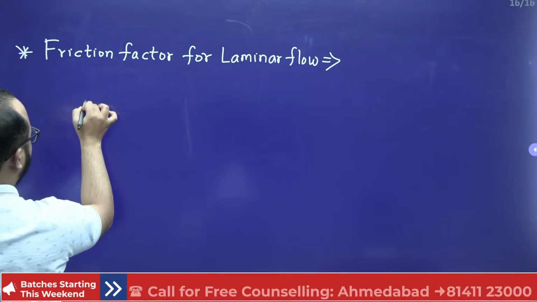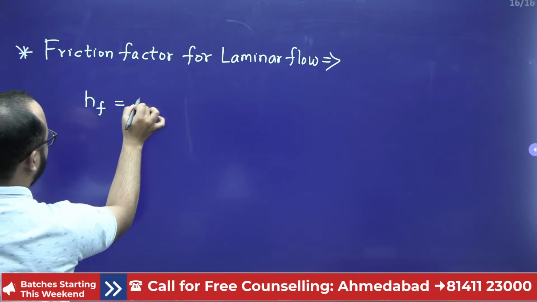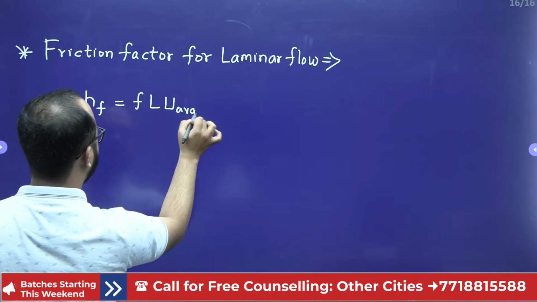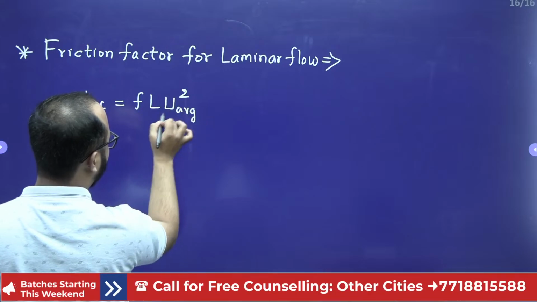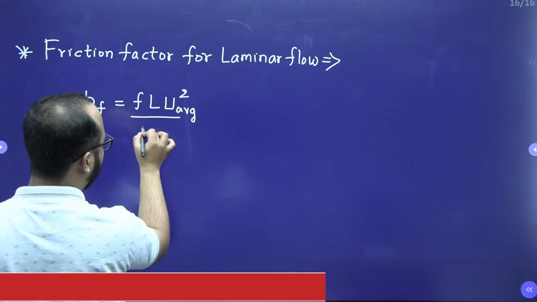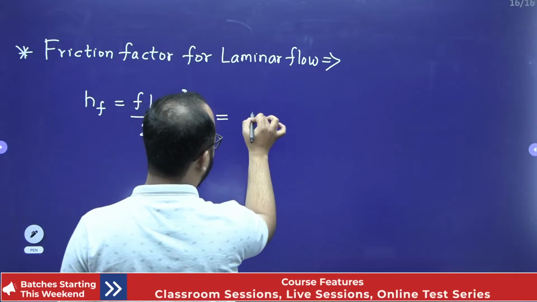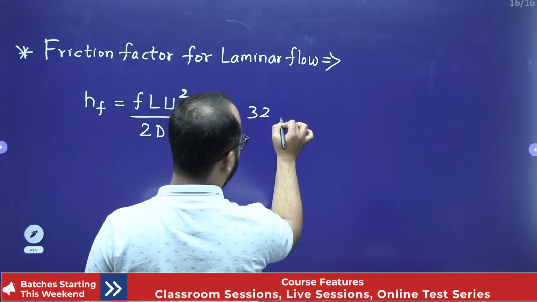Okay, so the head loss relation from the Darcy-Weisbach equation. I will write the same, f L V squared. Instead of writing V, I am writing U average, because both are the same thing. I have written the formula of the laminar flow head loss like this.